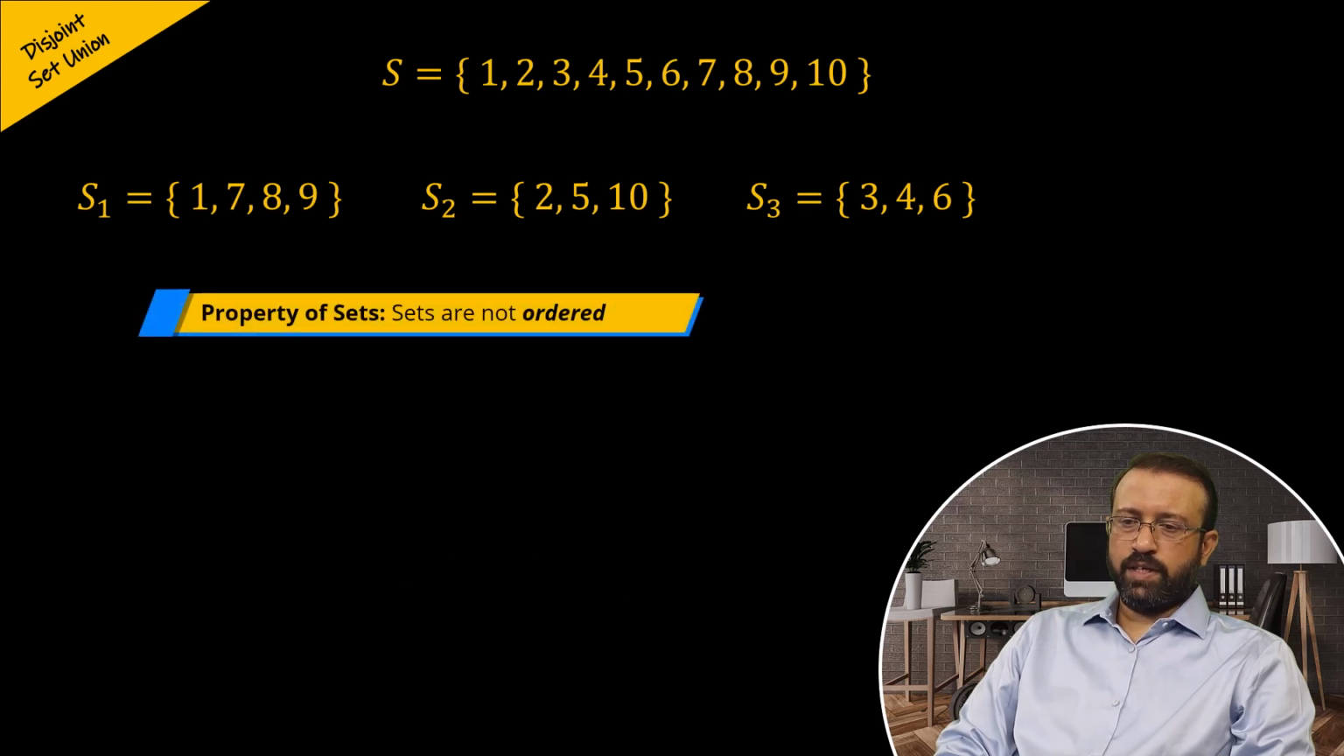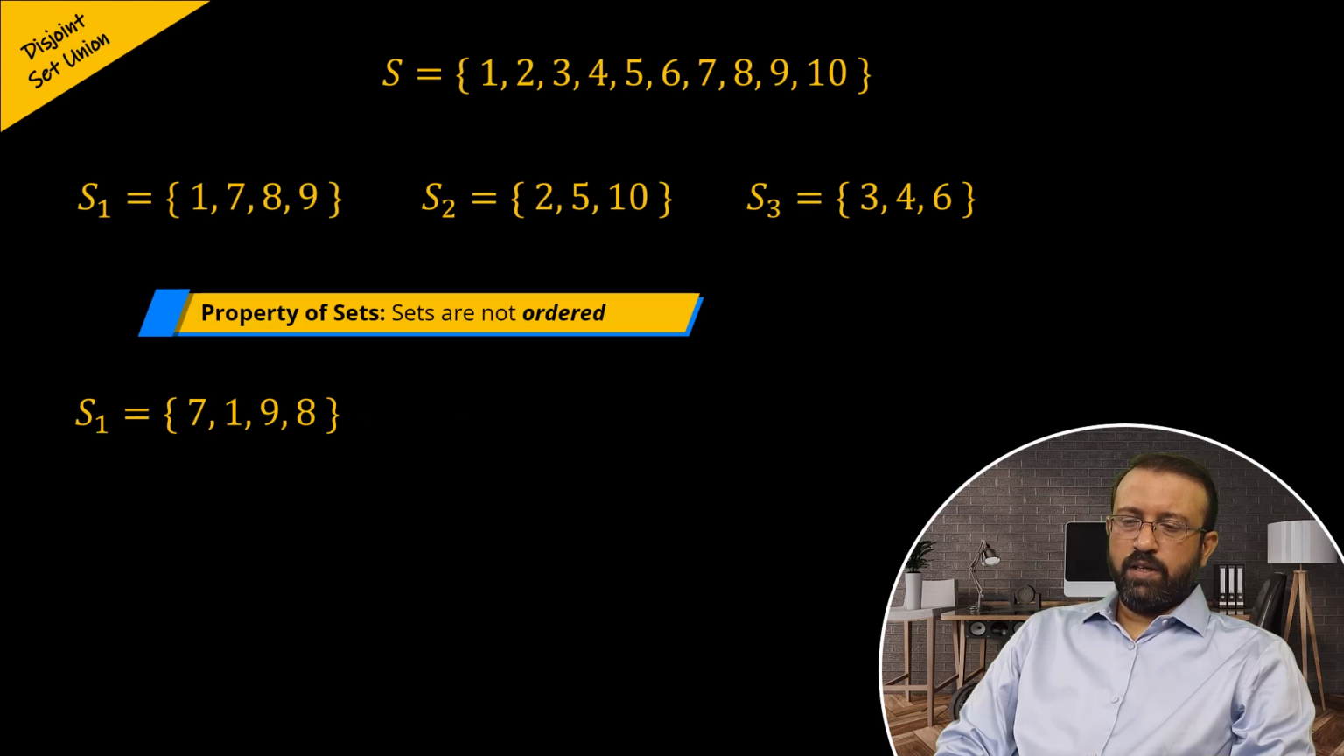Another property of sets is that they are not ordered. What this means is that set S1 consisting of elements 1, 7, 8, and 9 is the same as the set consisting of elements 7, 1, 9, and 8, because the elements are the same but arranged in different order. So, the order of the elements in the set does not matter.